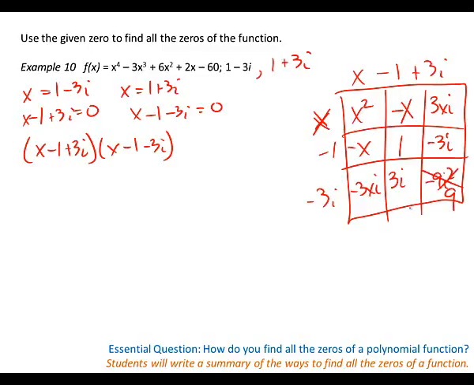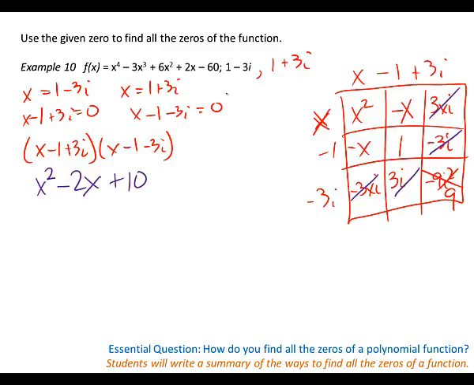Same pattern on this box, right? That we saw before with the other i's. So the 3xi goes, the 3i goes, and then you have your diagonals that match. So let's combine our like terms there. So we get x squared minus 2x plus what? 10. All right, that's great.